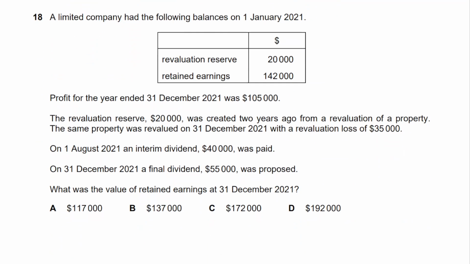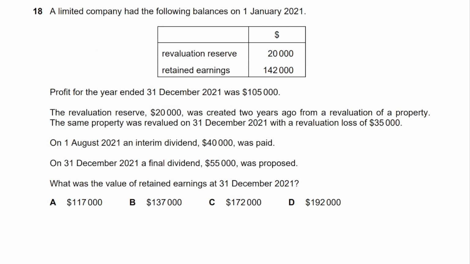Number 18. A limited company had the following balances on 1st January 2021. The revaluation reserve, retained earnings. Profit for the year is given to us. The revaluation reserve, 20,000, was created 2 years ago from a revaluation of a property. The same property was revalued on 31st December 2021 with a revaluation loss of 35,000. Okay. So, this will cause the revaluation reserve itself to go to zero, and we will also recognize the 15,000 loss because we stay prudent.